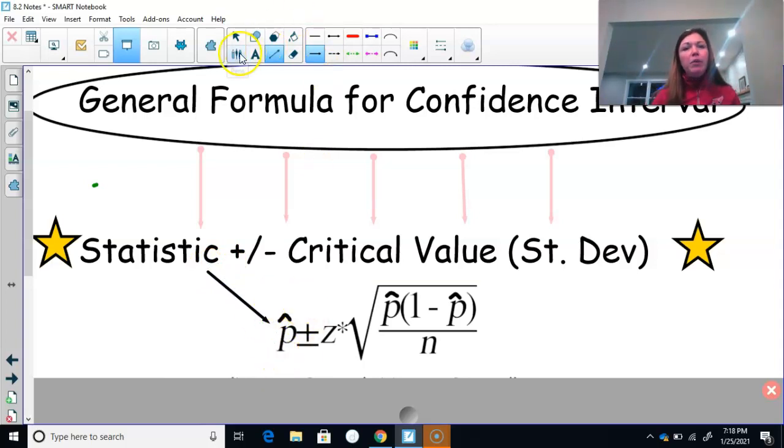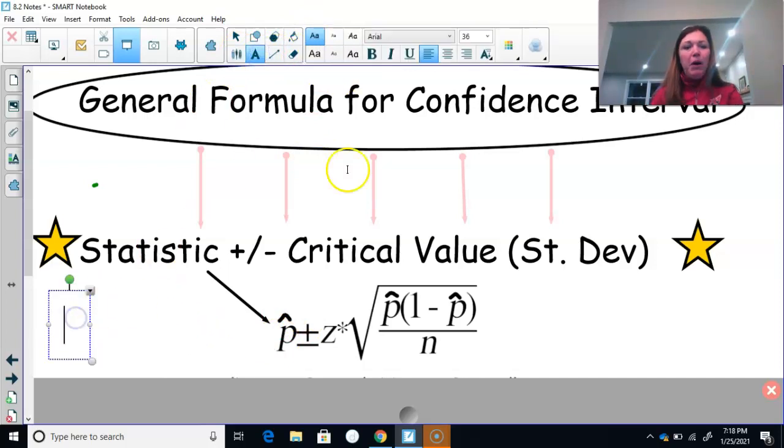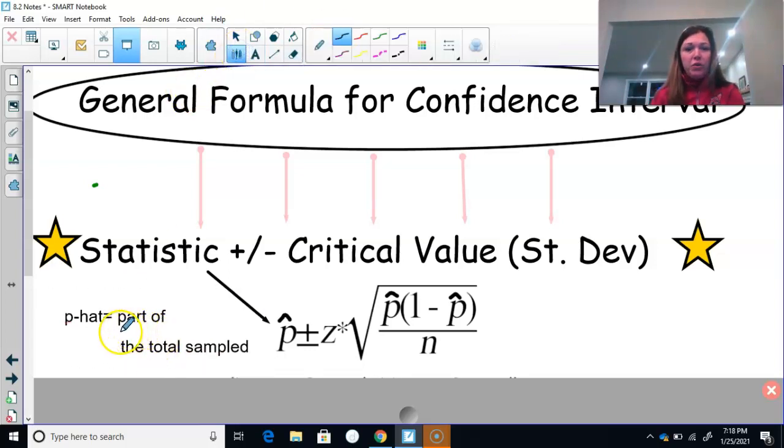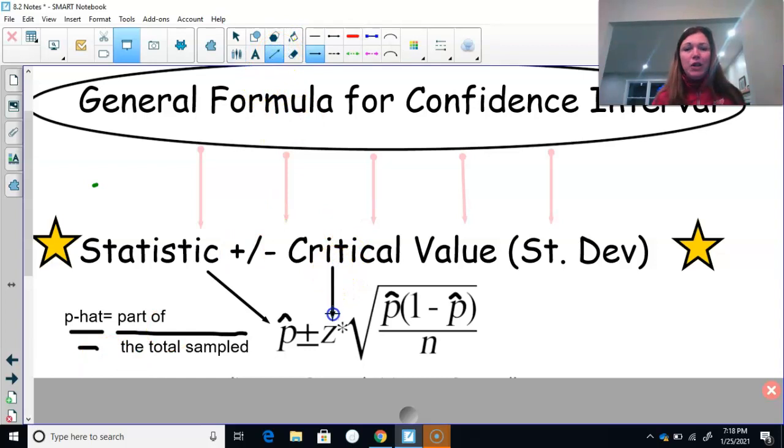Here's our p hat, and just a friendly reminder that a p hat is part of the total sampled. Okay, part of the total sampled. And we find that, or it's given to us. No matter what, though, the p hat describes who has been sampled. Next, we have something called a z star. That's our critical value. I'm going to show you how to find that z star in the problem next.